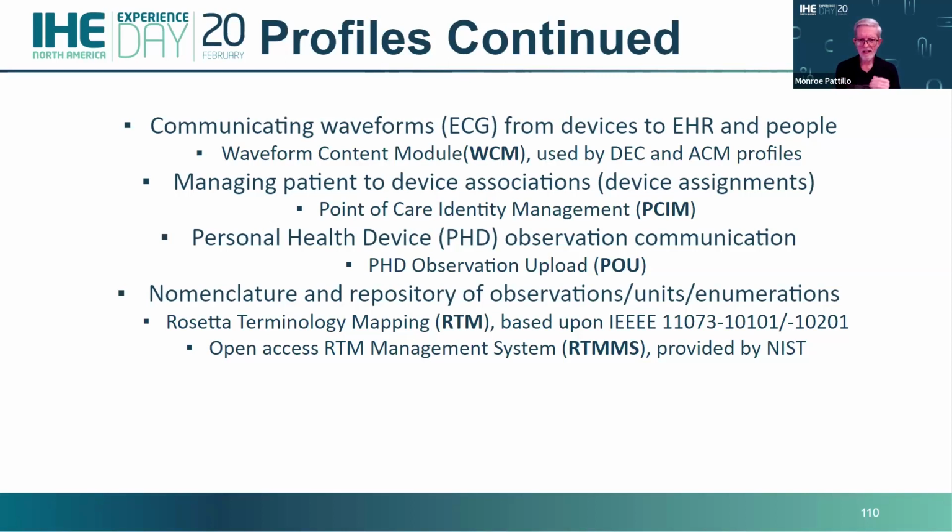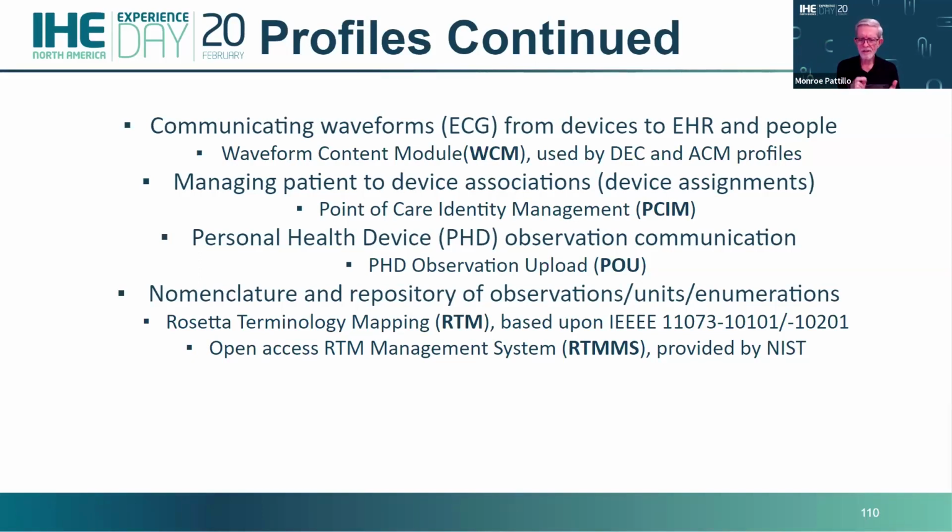PCIM is our latest effort. That's point of care identity management. Think of it as device assignments. If you want to assign a physiologic monitor or an infusion device to a particular patient, then you need to know what devices are available for this particular care unit at this bed. The clinician gets involved, much like PIV, and confirms that, yes, I am indeed assigning this device to this patient. And then you can make use of that assignment's stored information for other profiles. And also, like I said, PHD, personal healthcare devices, the profile that they use for the gateway of uploading the data that they've collected is PHD observation upload, or POU.